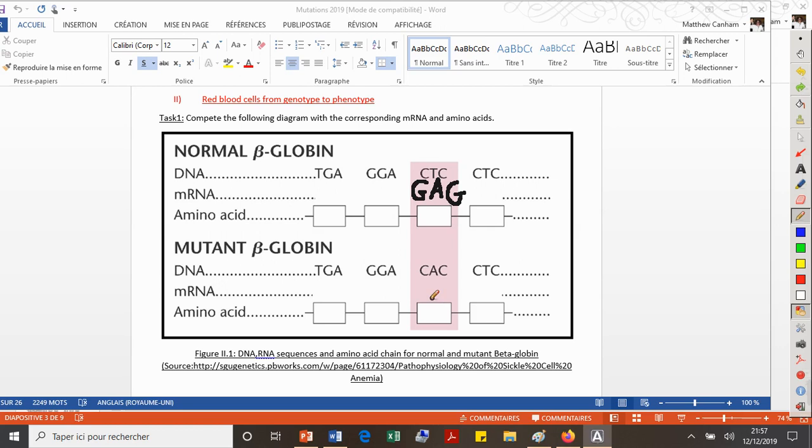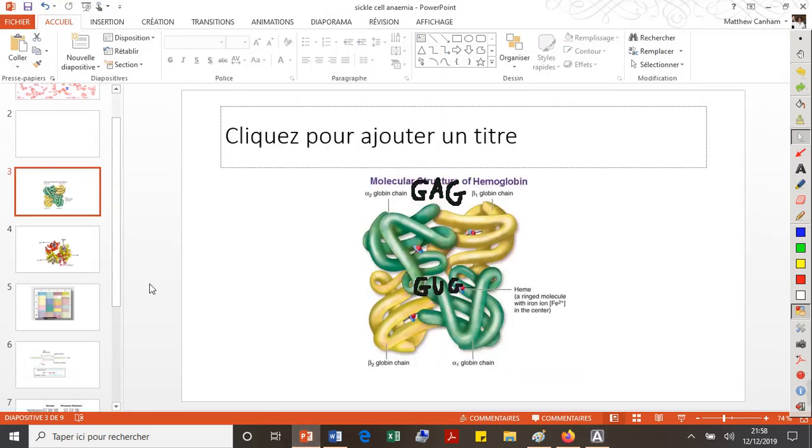Whereas for the beta globin, we're going to have G. So remember, in mRNA, instead of using T's, we use uracil, U. So G, U, G. So we've got a difference. We've got GAG versus GUG. So next thing we're going to do, we're going to have a look at the genetic code.